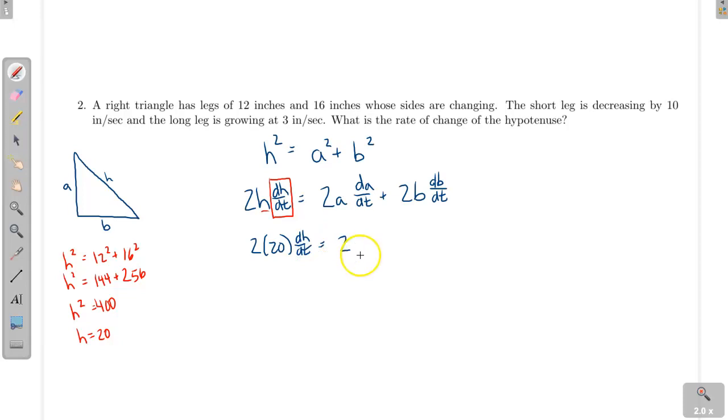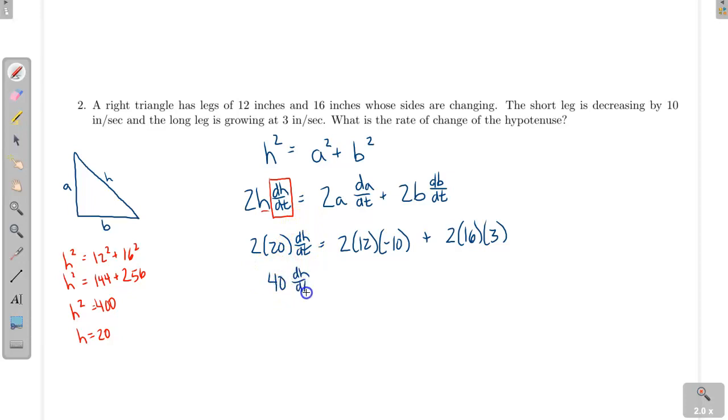All right, we know the side length. It says the short leg and the long leg. So the short leg is 12. We'll put that first. And the short leg is decreasing by 10. So we're going to put a minus 10 because that side is getting smaller. The long leg is 16, and the long leg is growing by 3. All right, so now we're trying to solve this equation for dH/dt.